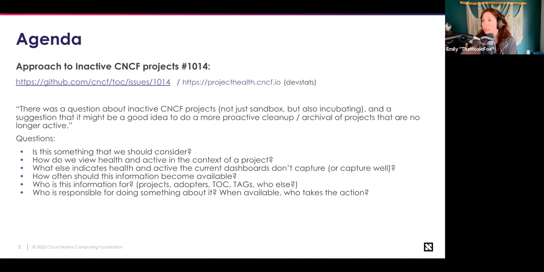Projects need to be ready, and what's ready for one project doesn't look the same as another. We go through the due diligence process. We do have criteria that are defined at the incubation level.